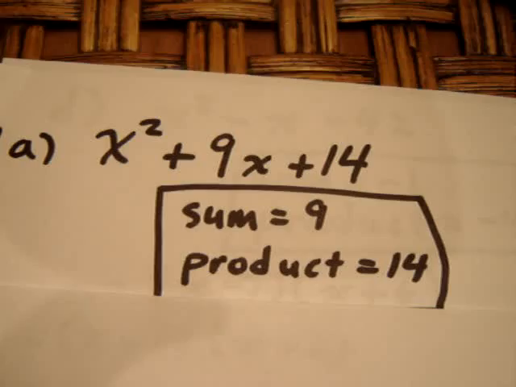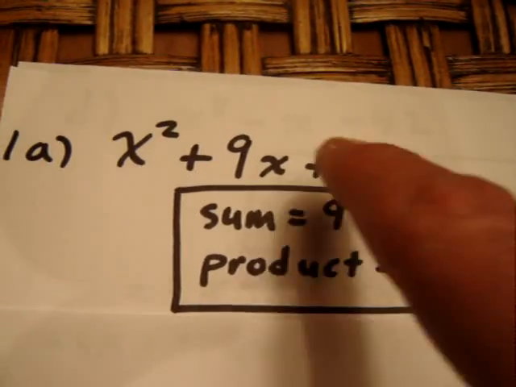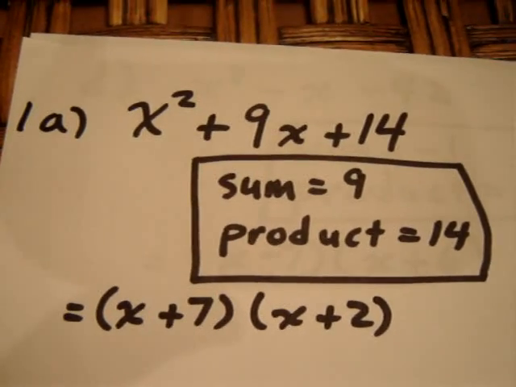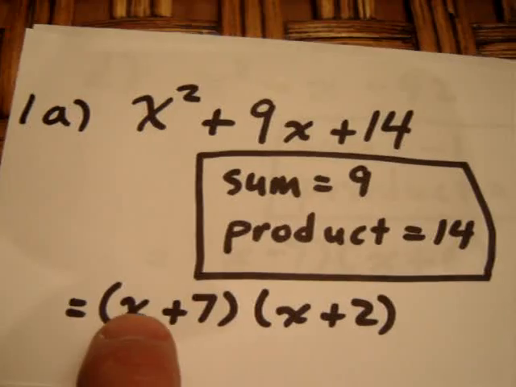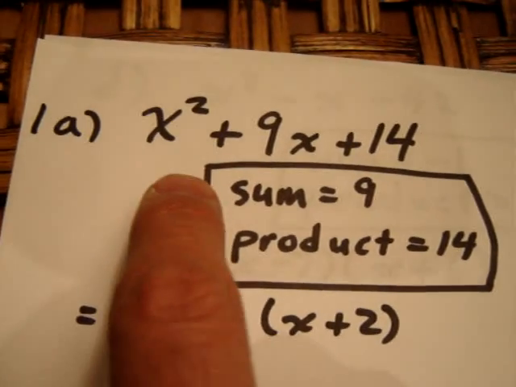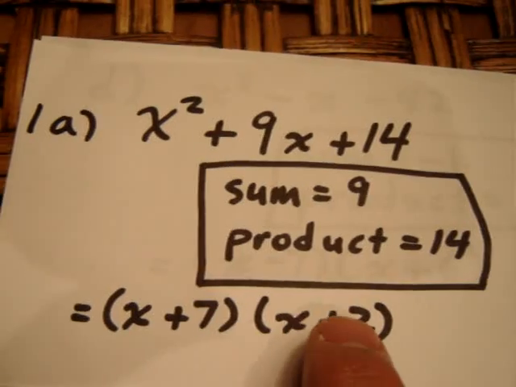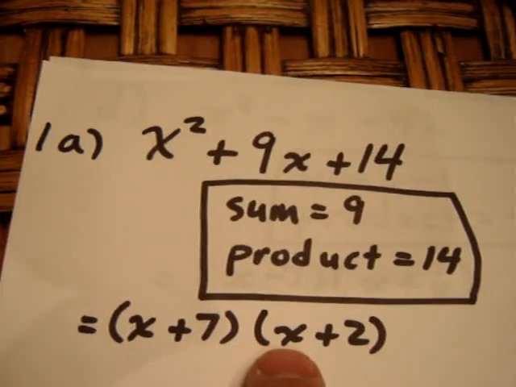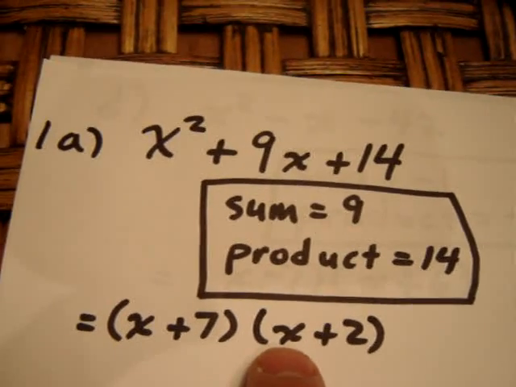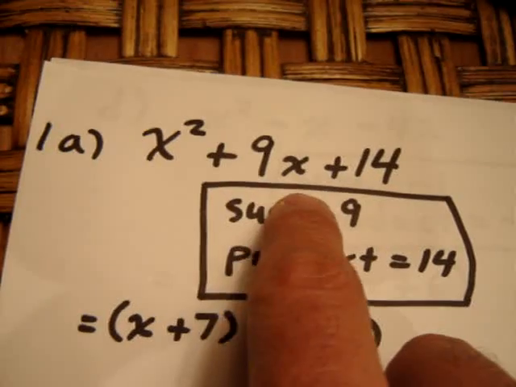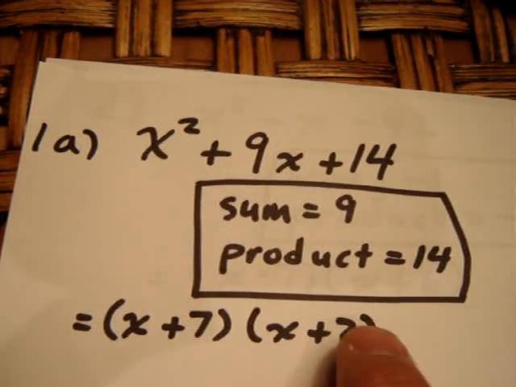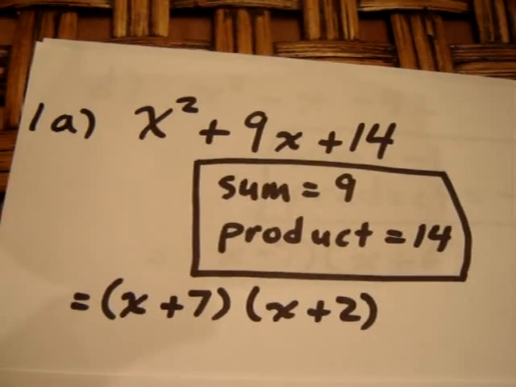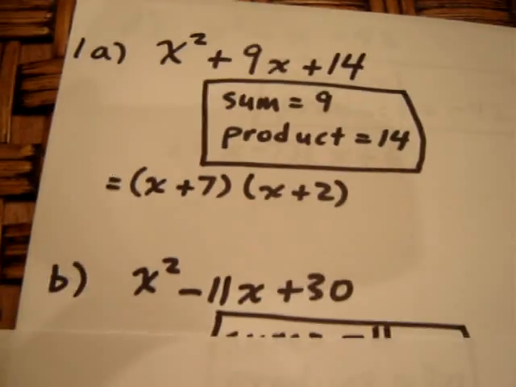Well, because that's true, we can then rewrite this polynomial as x plus 7 times x plus 2. And although we don't show it here, we know that if x multiplied x, we'd get x squared. And then if x multiplied positive 2, we'd get positive 2x. And if positive 7 multiplied x, we'd get positive 7x. And we would then collect those two terms and get positive 9x. And finally, when the positive 7 multiplied the positive 2, we'd get positive 14. So the sum and product method works. We move to the next question.